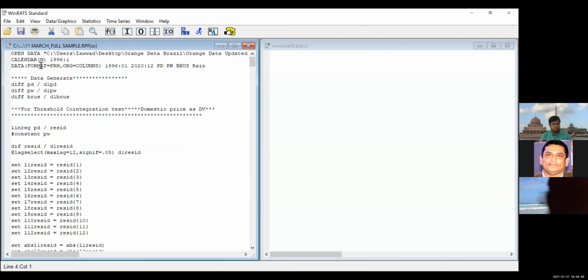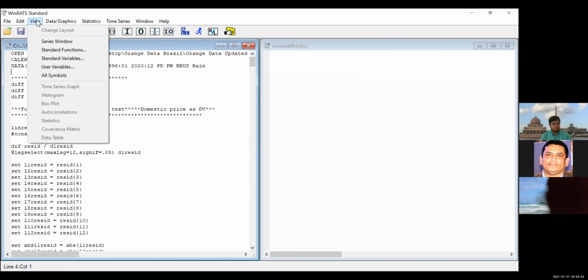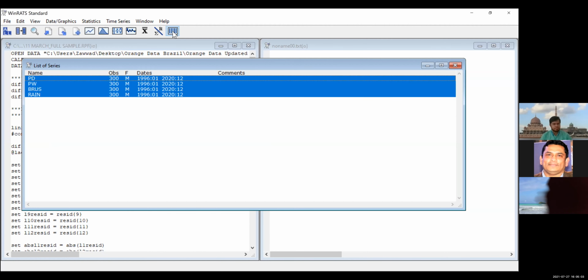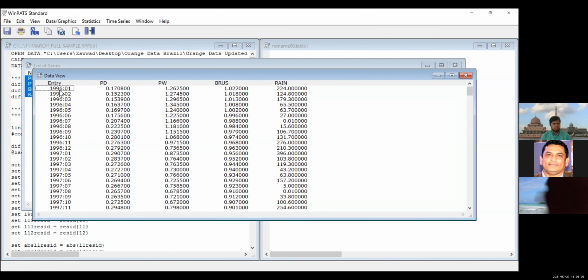So it's in the memory, right? So how do you check that one? You click here, and then you see the data set here. So PD, PW, the exchange rate, and rainfall data. Here, you just can see. So this is starting from 1996, and then it goes up to, sorry, I'm trying to go quick, this, you see that December 2020, right?